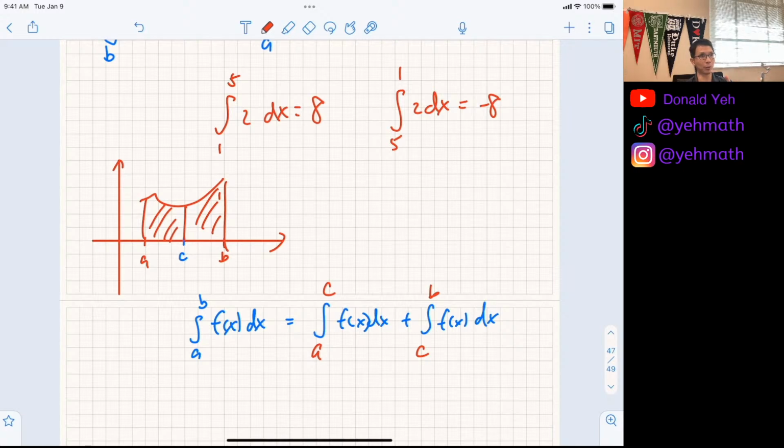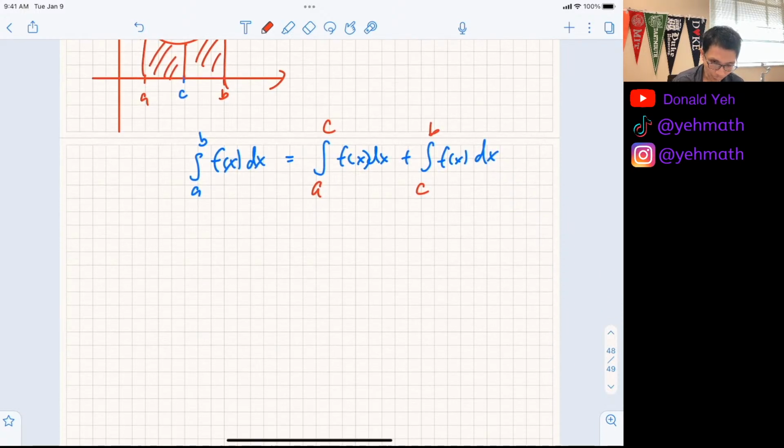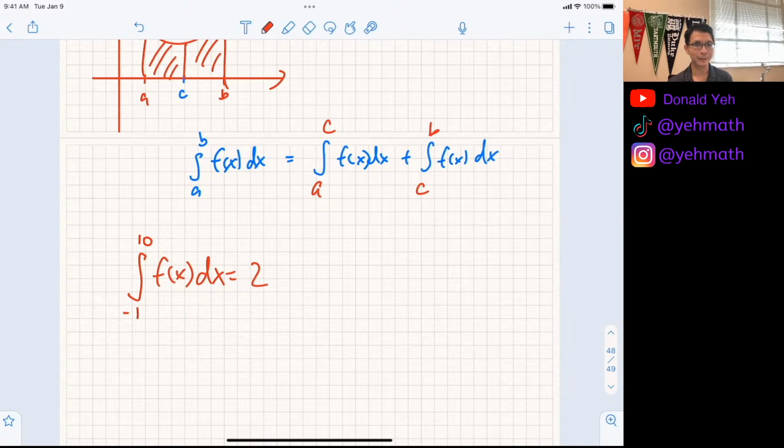Now I'm going to give you a trick question. Make sure you write stuff down. I'm going to tell you a statement first. A statement is integration from -1 to 10 of f of x. Give me a number. Everybody chose 2, like last period chose 2 as well. A good number.